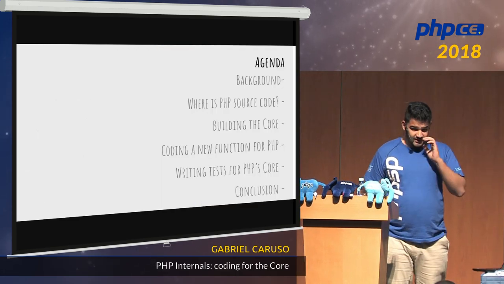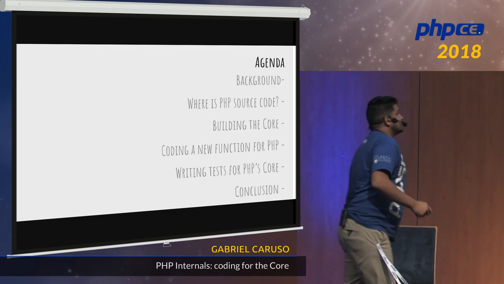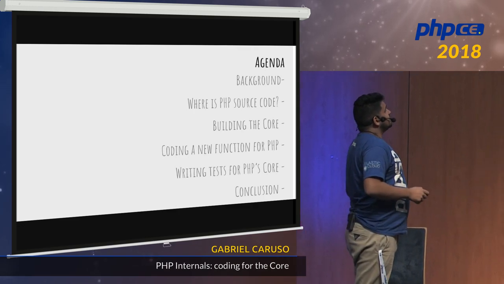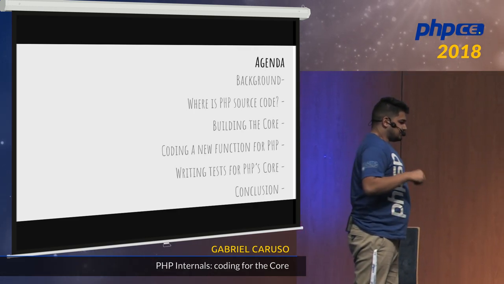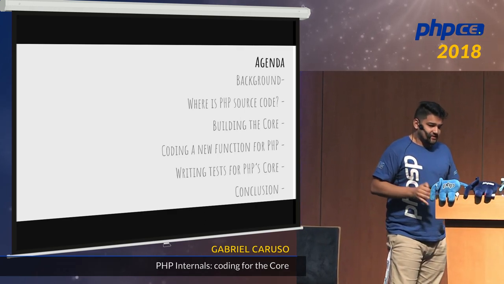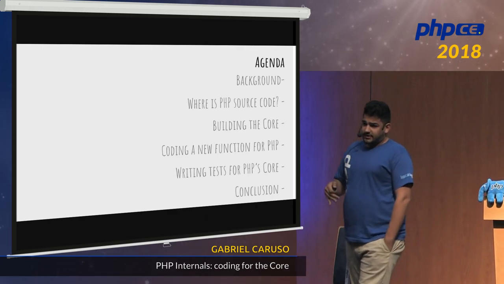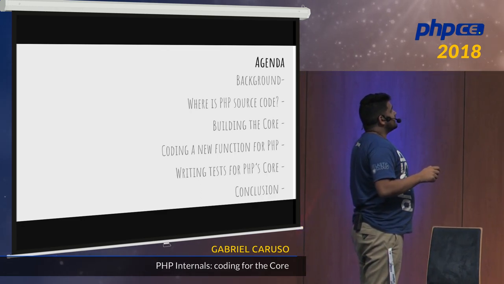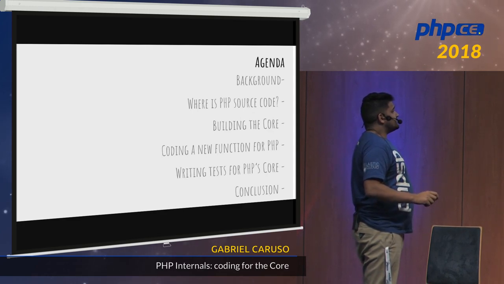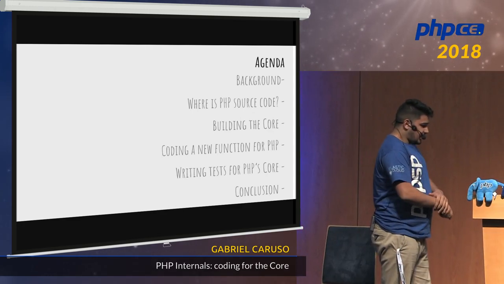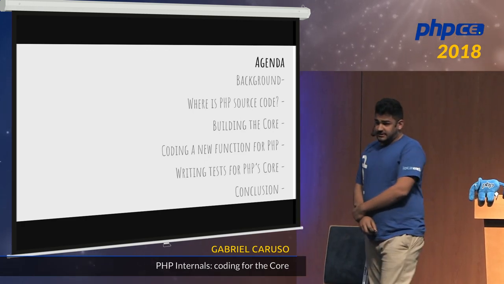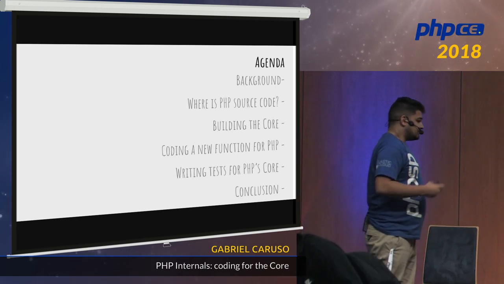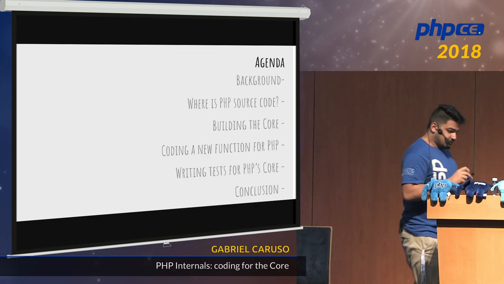So we have an agenda. We're going to talk about some background, about how I came to be a PHP internals person. Where is the PHP source code? Because some people think it's on GitHub, but actually it isn't. We're going to build the PHP core. That's actually funny, because we are going to touch C code today. We are going to create a new function for PHP. That's the purpose of this talk. We are also going to write some tests for this function, so we apply TDD on the curve. And I have a conclusion, and we have something to talk about.